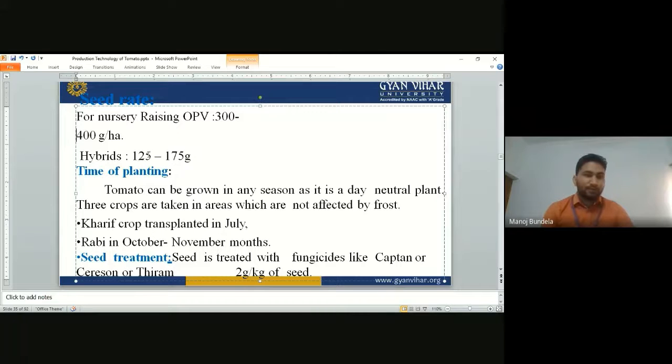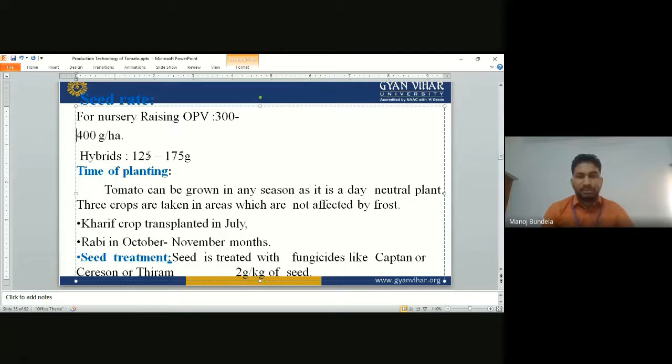The kharif crop is transplanted in July. Kharif crop means normally we prepare the nursery at the start of June, and after 1 month we have to transfer it to the main field, so in the middle of July we go for transplanting. Rabi is in October, November. In Rabi, in the October November months, we go for transplanting into the main field.